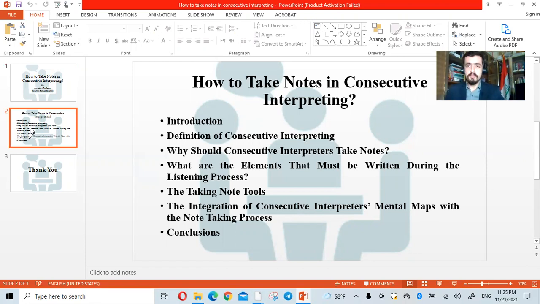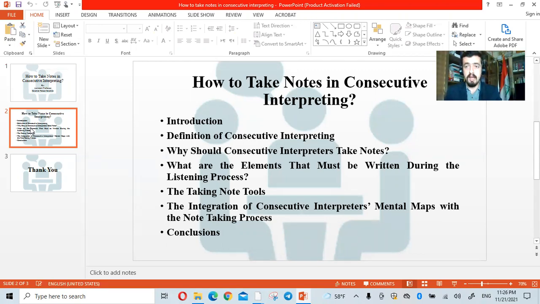Due to the process of listening and waiting for the speaker to end his turn, the consecutive interpreter must take notes, because he doesn't have much time to remember the whole message presented in the source language. The speaker may speak for 1 minute, 2 minutes, maybe 3 minutes, 5 minutes maximum. Then the interpreter must produce a message in the target language. During listening, he has to write down notes because he doesn't have a good memory that can embrace all the words said during 5 minutes of speech.